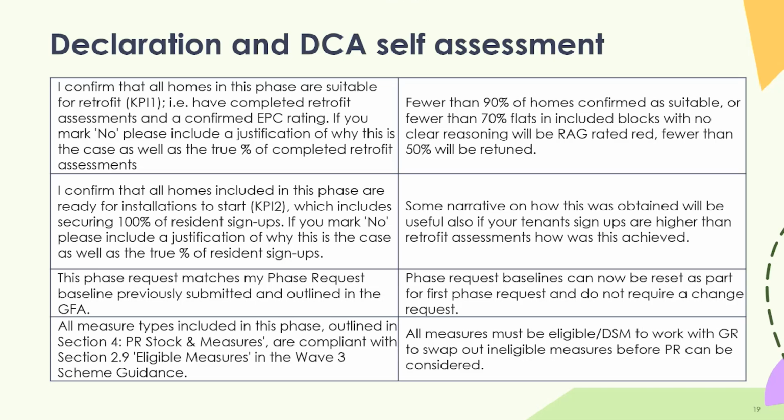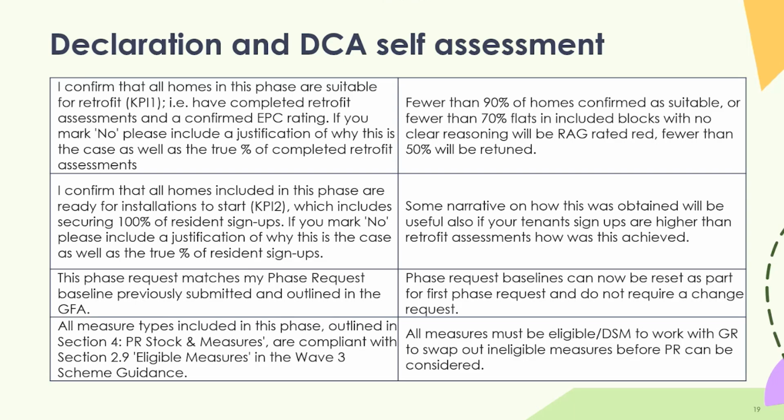So for those KPI 1 and 2 questions, KPI 1: I confirm that all homes in this phase are suitable for retrofit, I completed retrofit assessments and confirmed EPC rating. Either you click yes, in which case it's fine, or you click no. We have a sliding scale in terms of how we would risk assess those. Obviously the fewer retrofit assessments and the less design information you've got, the less confident you could be in terms of the costs and the measure mixes, etc. But if you're able to provide justification as to why that is, and maybe some more information, such as we've got 90%, but they're all the same archetype, just what would make you confident in the information that you're putting forward.